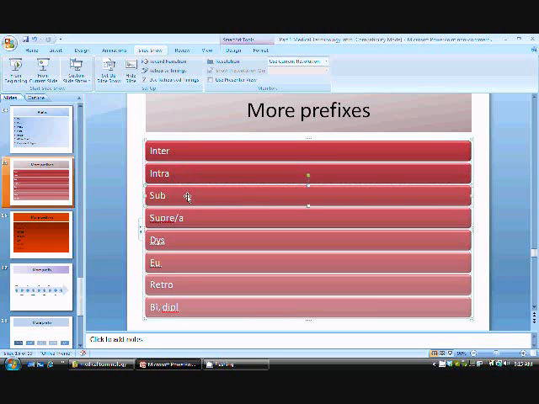Sub. Easy way to remember this is submarine, right? Below the marine in this case. So sub will be below. Whereas supra or super, you can say either way.